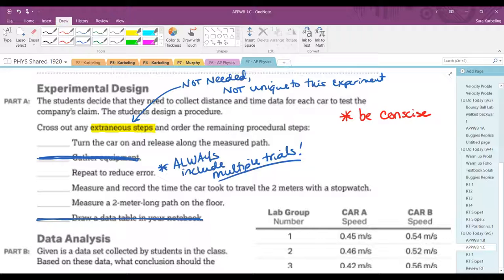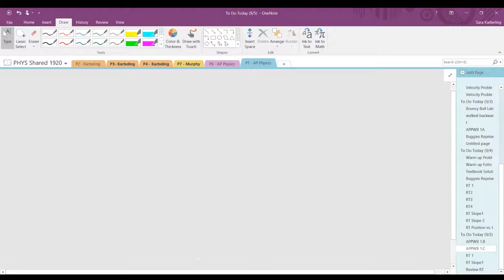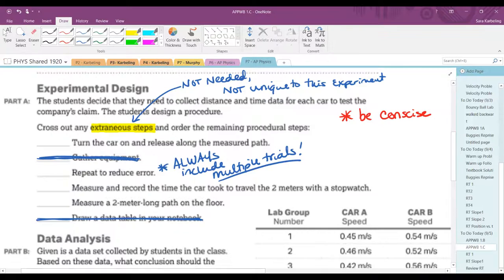Measure a 2 meter long path. Number 2, turn on the car. Step 3, measure. And repeat. Yes, rinse and repeat. All right, we good? Okay.